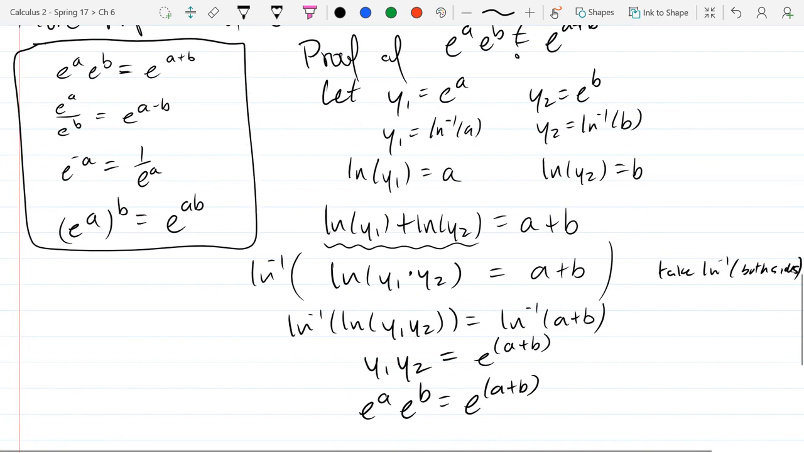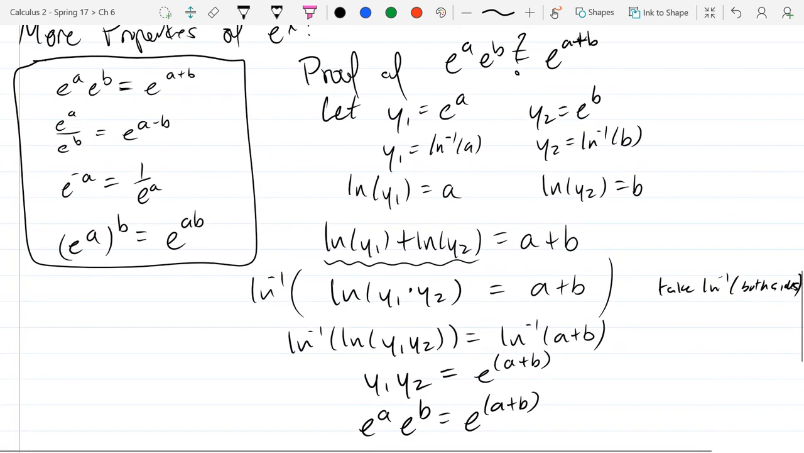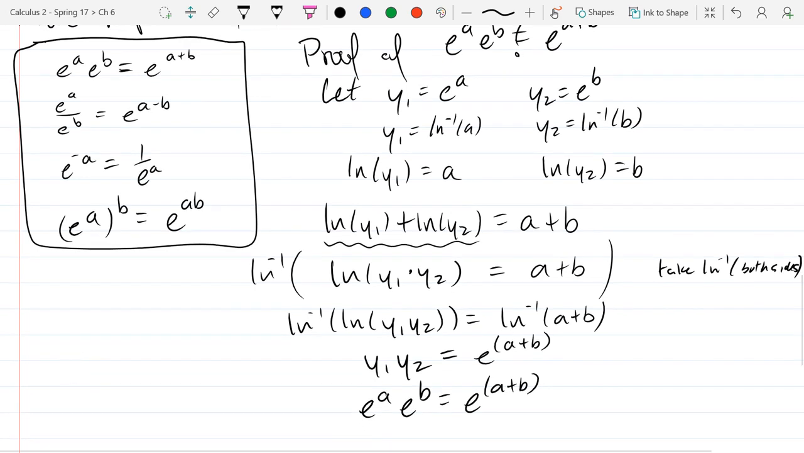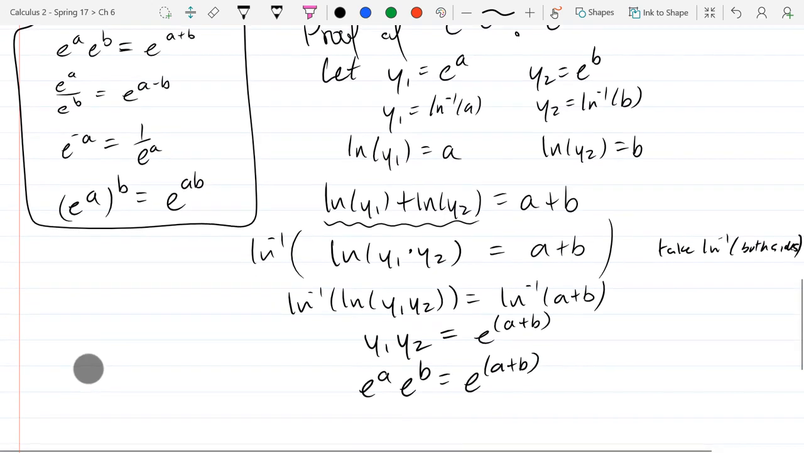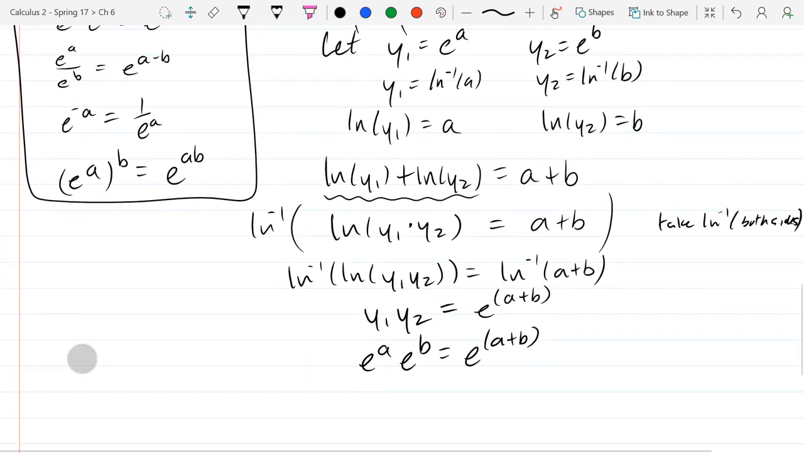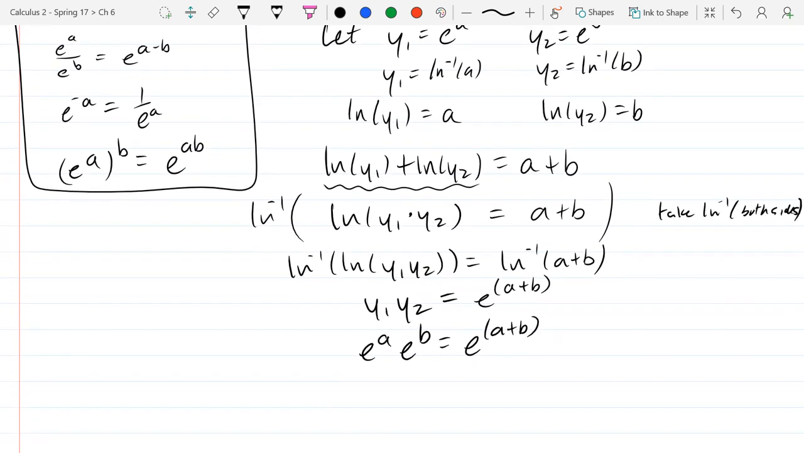So again, you should have known this already. The only problem is you didn't know what in the world e to the x was. So I told you a slightly different thing about what e to the x is, and it happens to have the same properties that you've been using the whole time. So you could prove the other ones in a similar way. The last one's a little more tricky, but we won't go through the proofs of those.